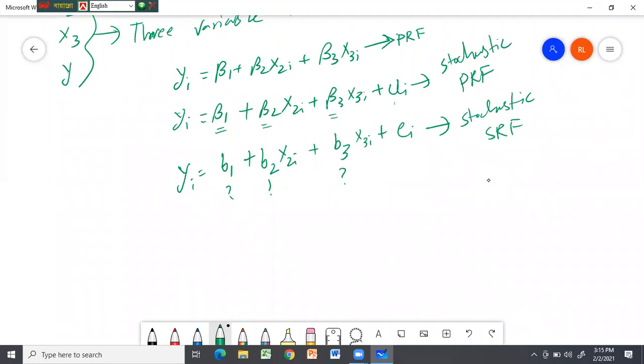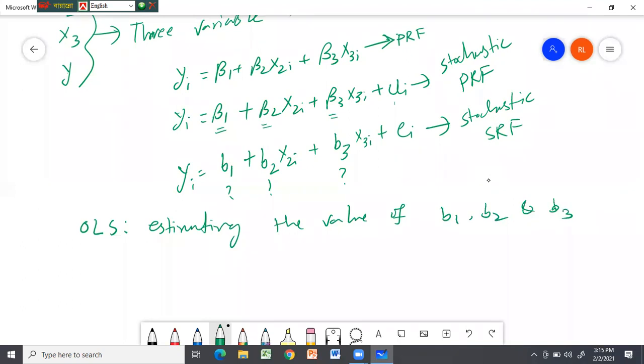So in that case, again, we have to go through the process of the ordinary least squares method, or OLS method. In the OLS method, you know that OLS will estimate the values of B1, B2, and B3 in such a way that the square deviation between the actual value and the estimated value, yi hat, is minimized.